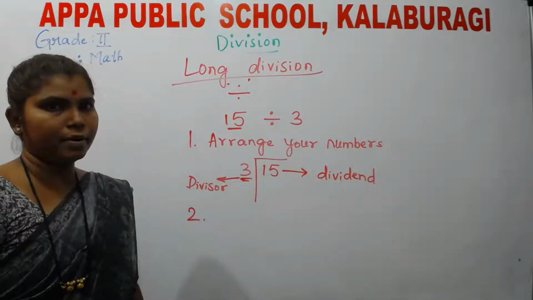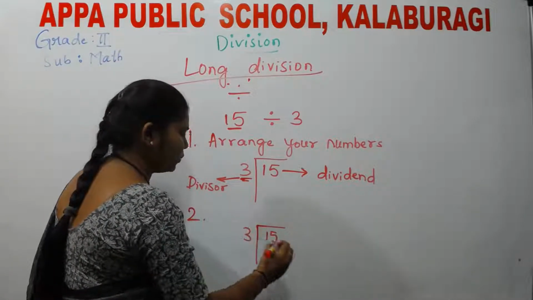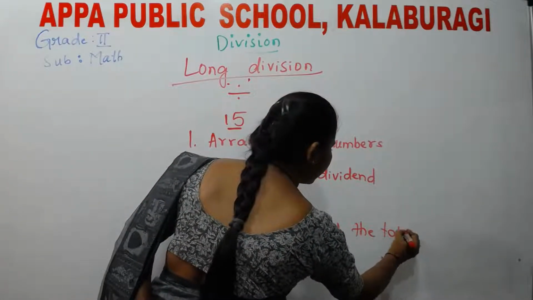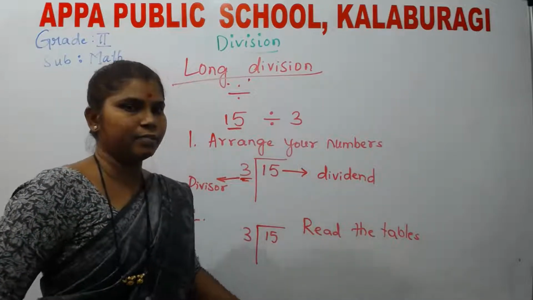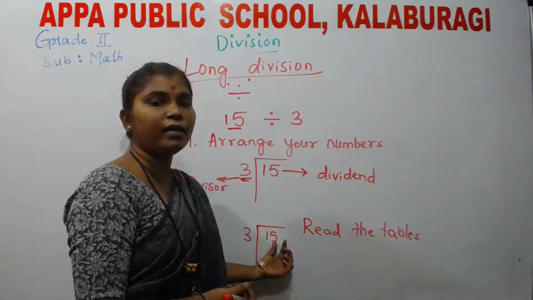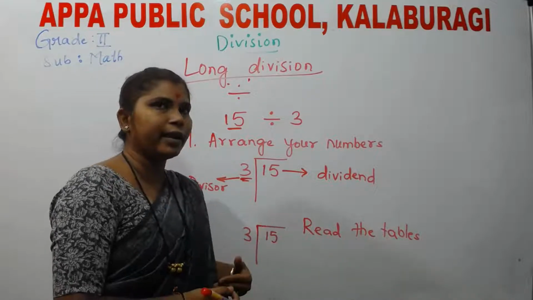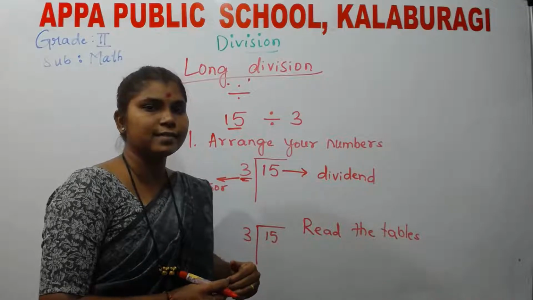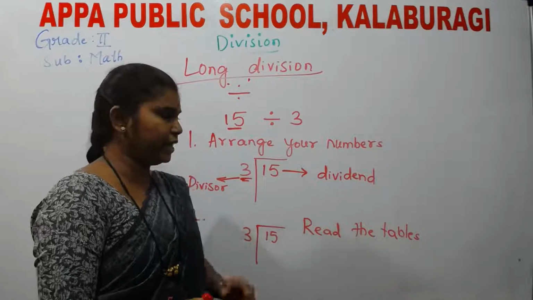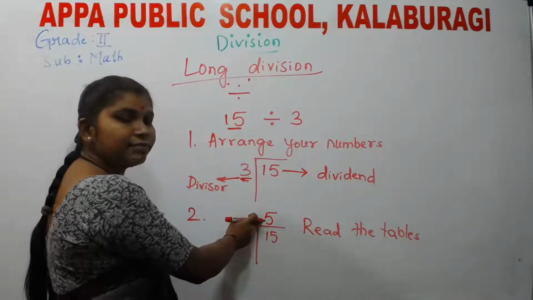After arranging the numbers, now what I have to do is read the tables. Why do I need to read the tables? Because I need to find out where 15 is falling in the threes table. Let us recall your tables. 3 ones are 3, 3 twos are 6, 3 threes are 9, 3 fours are 12, and 3 fives are 15. Yes. 3 fives are 15. You are writing 5 here.